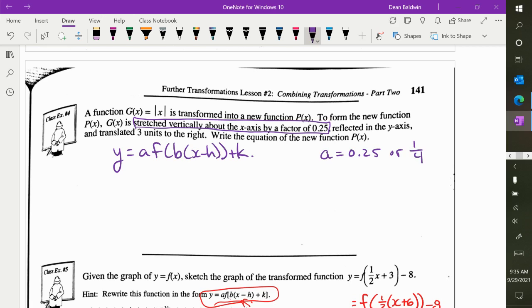It is reflected in the y-axis. B is -1, perfect. And we go 3 units right. H is 3. Plug it into the formula. 0.25 or 1/4. I'm going to write a quarter because I think that looks better. 1/4 F of -1 X minus 3.